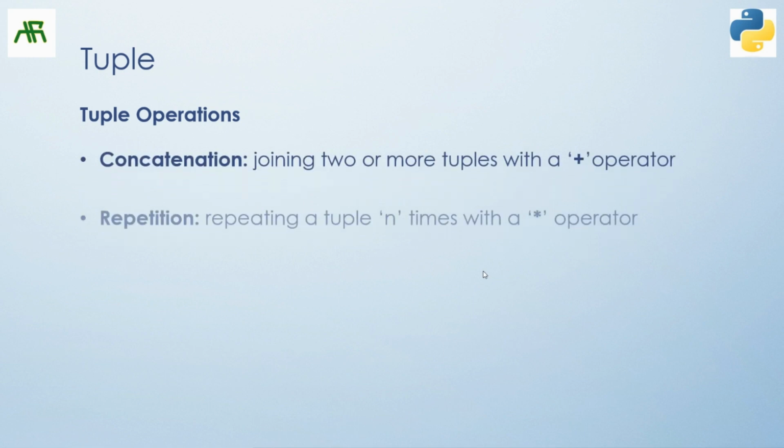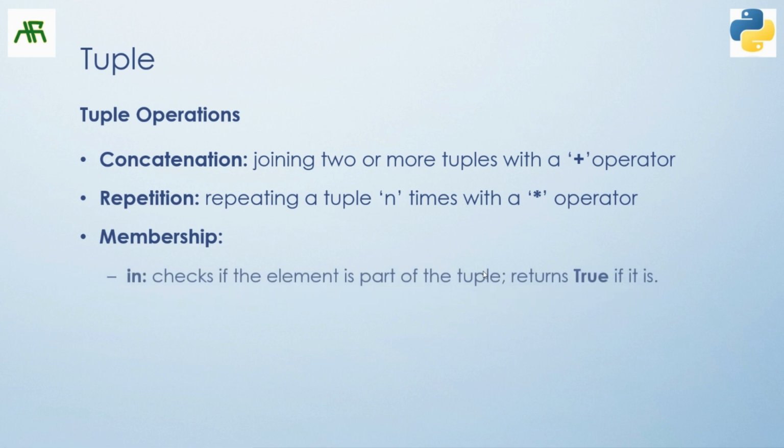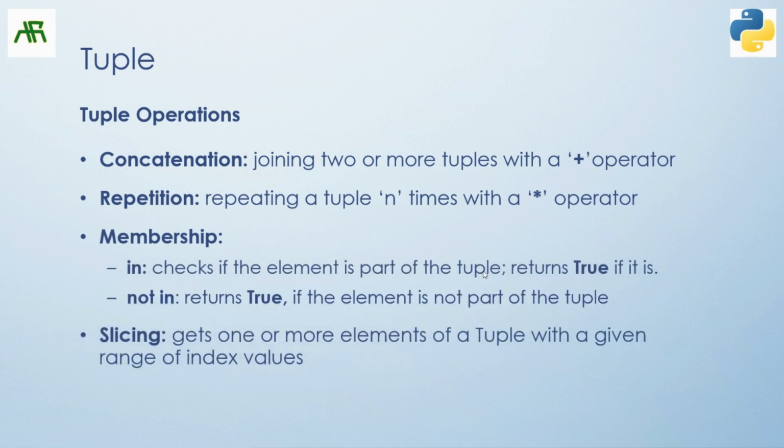Tuples have concatenation, repetition, membership, and slicing operations, as we saw in lists. Concatenation: joining two or more tuples with a plus operator. Repetition: repeating a tuple n times with a star operator. Membership: checking for an element to be part of a tuple or not with in, or an element to be not part of a tuple with a not in clause. And slicing gets one or more elements of a tuple with a given range of index values. It's the same as a list as well, so we'll see how it works.